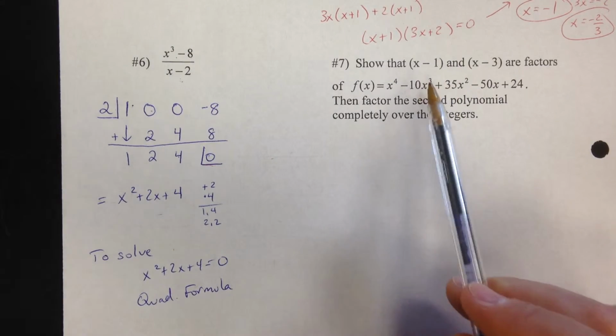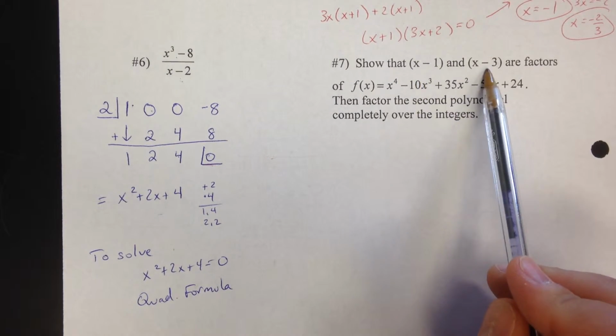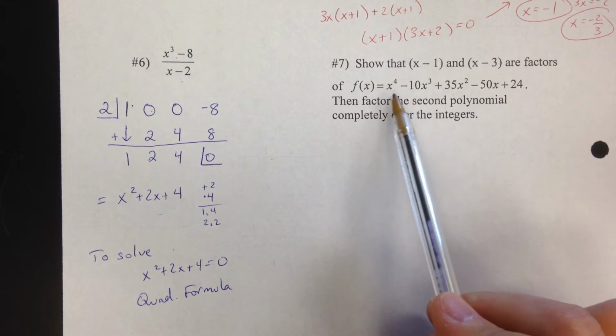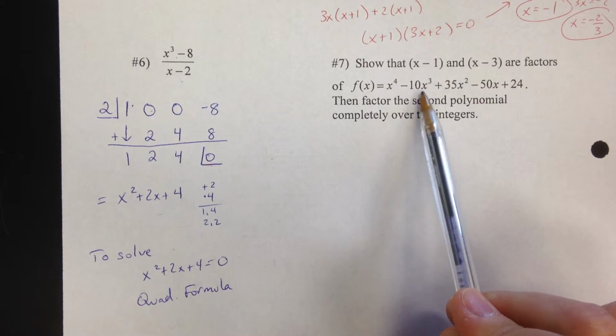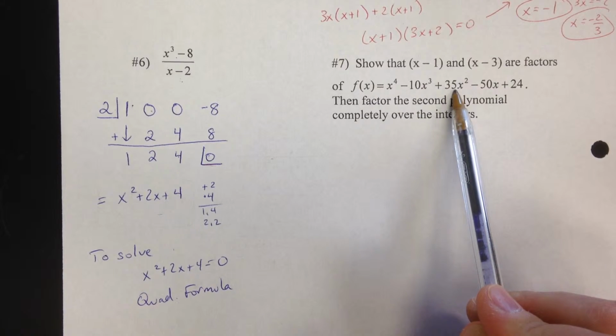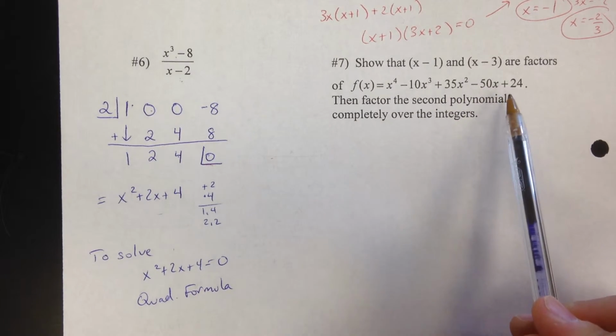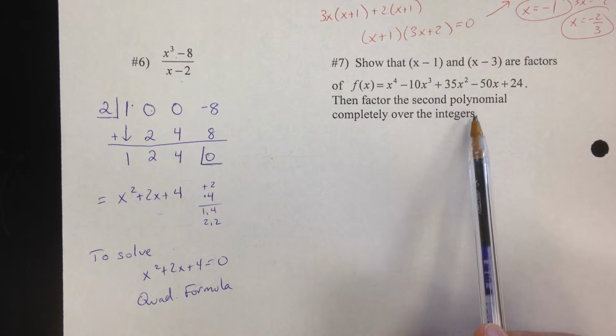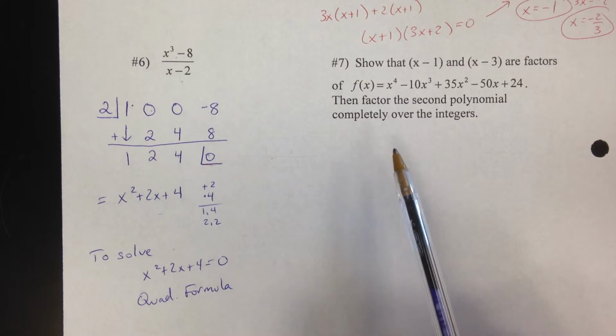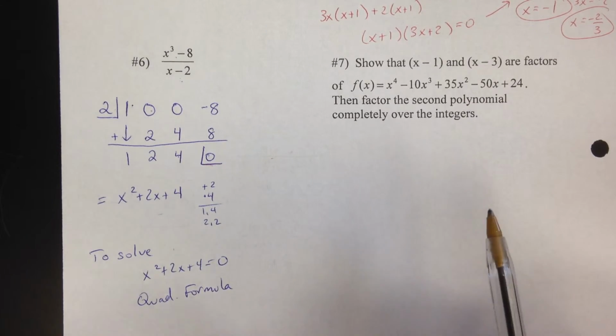For number 7, last one, show that x minus 1 and x minus 3 are factors of f of x equals x to the fourth minus 10x to the third plus 35x squared minus 50x plus 24. Okay, there's a lot going on there. Then factor the second polynomial completely over the integers.